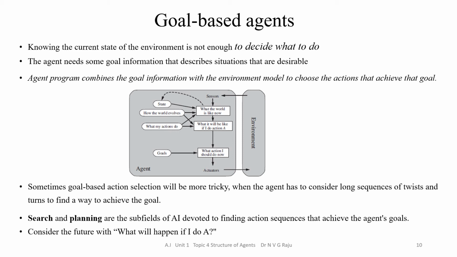Sometimes goal-based action selection is more tricky, when the agent has to consider a long sequence of twists and turns to find a way to achieve a goal. At that time, we have to go for searching and planning mechanisms, which are subfields of artificial intelligence devoted to finding action sequences that achieve the agent's goals. Consider the future: what will happen if I do an action A?